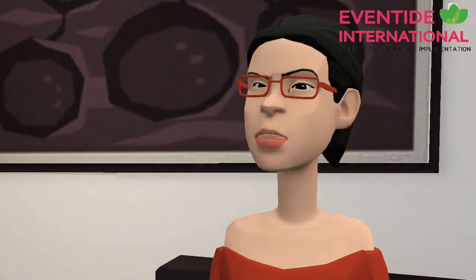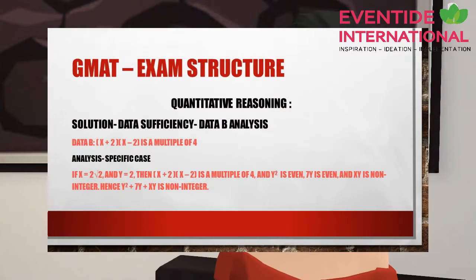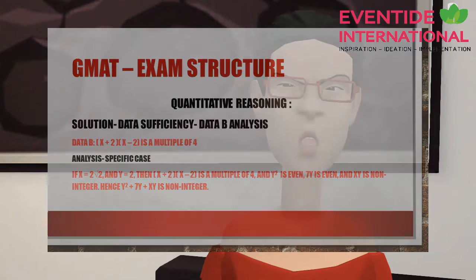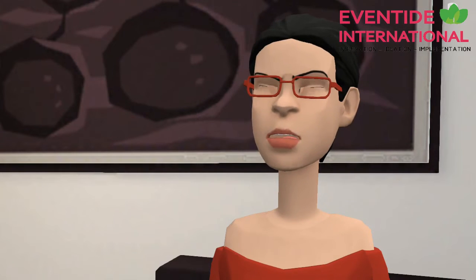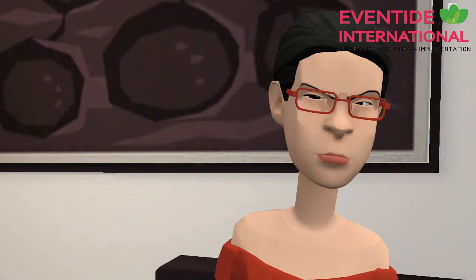Let's take an example. Suppose x is equal to 2 square root 2. This value of x satisfies the given statement: x squared minus 4 is a multiple of 4. However, with x equal to 2 square root 2, if the value of y is 2, the expression in question is no more an integer. In this case, it is neither odd nor even but a rational number.